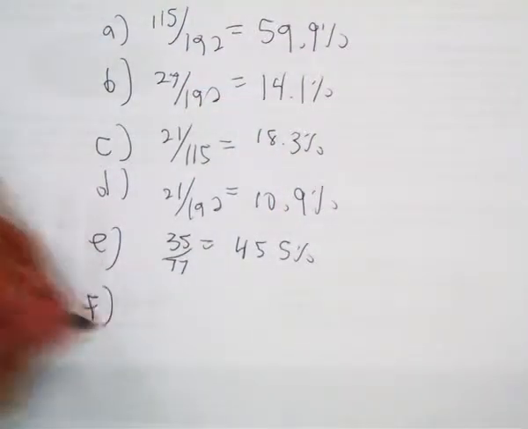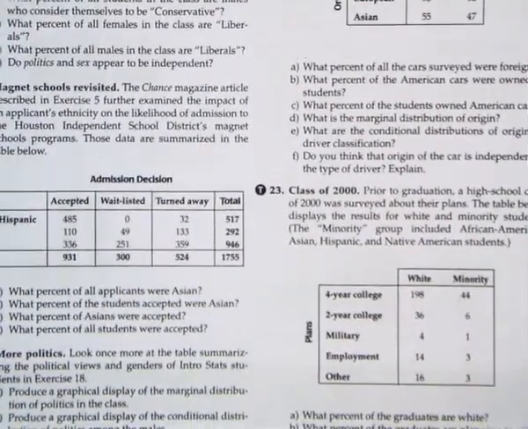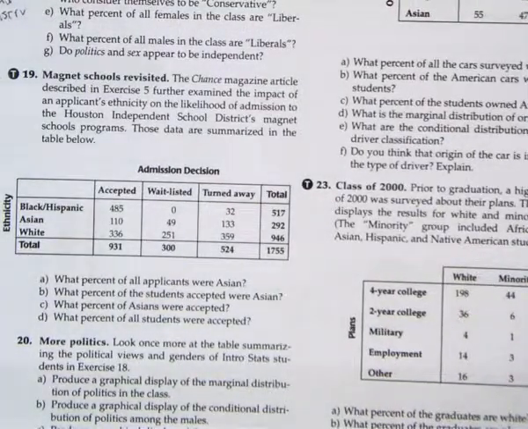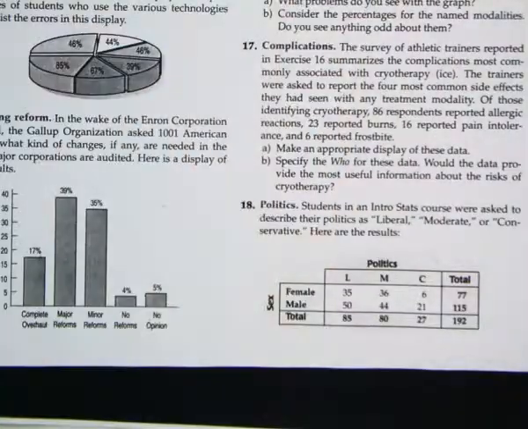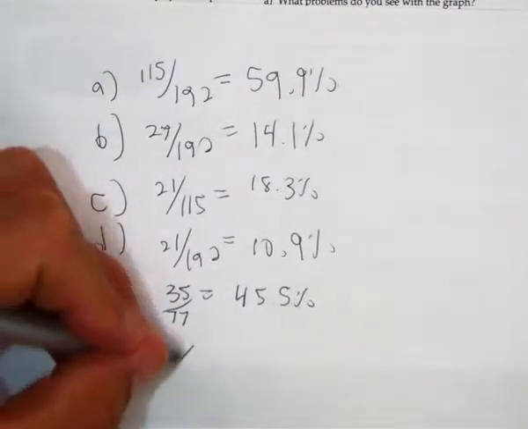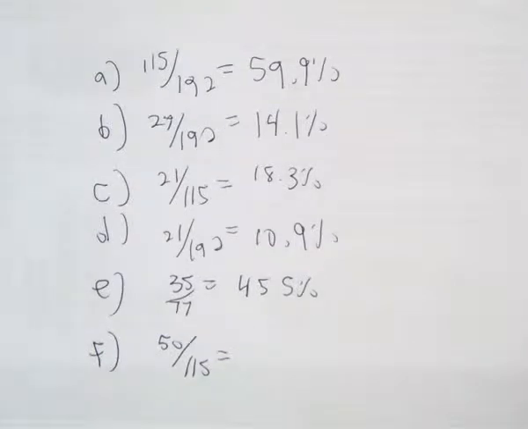And F, what percent of all males in the class are liberals? So if we do that, let's see, there's 115 males and 50 of them are liberal. So 50 out of 115, and we wind up with about 43.5%.